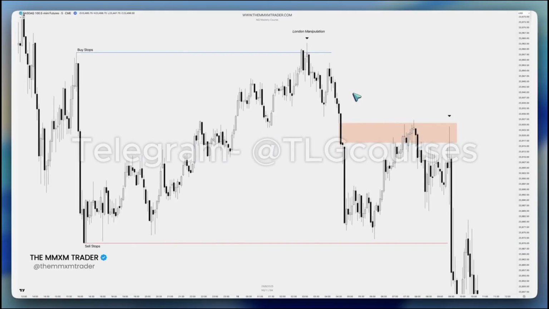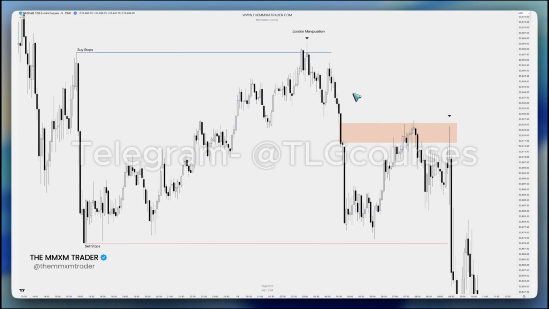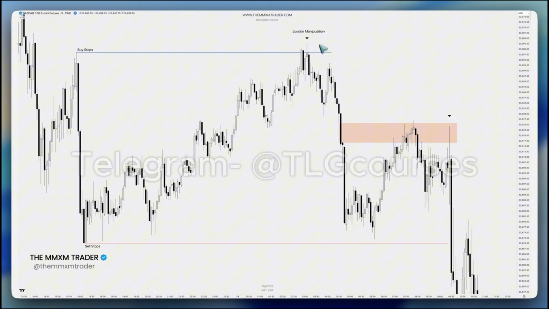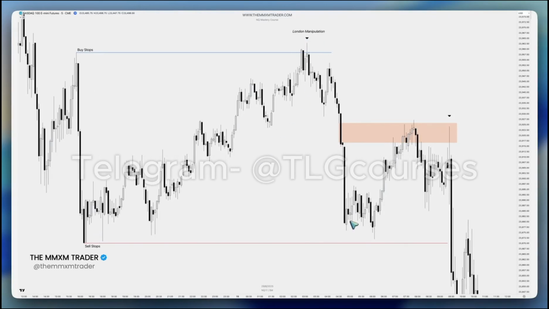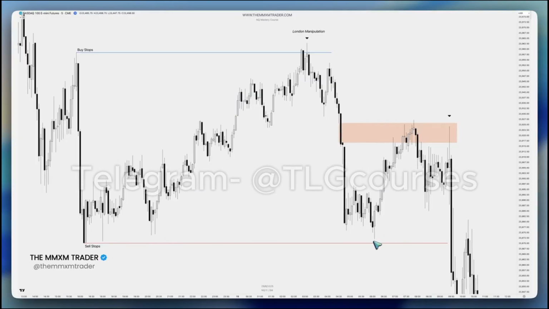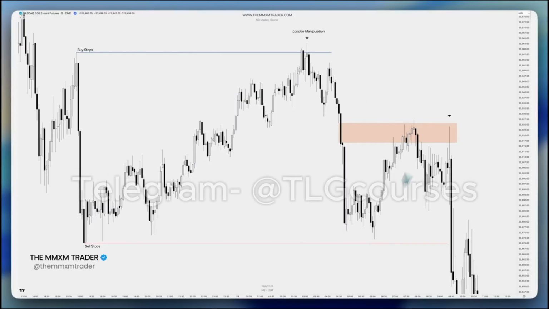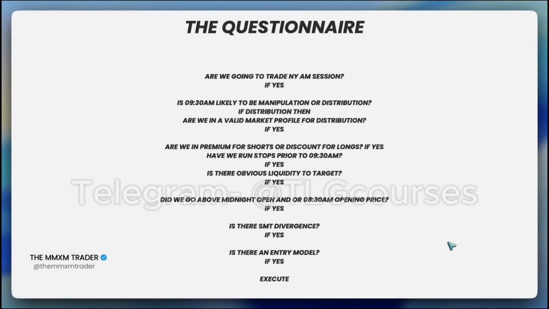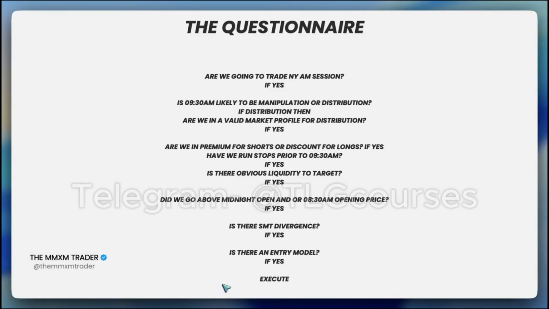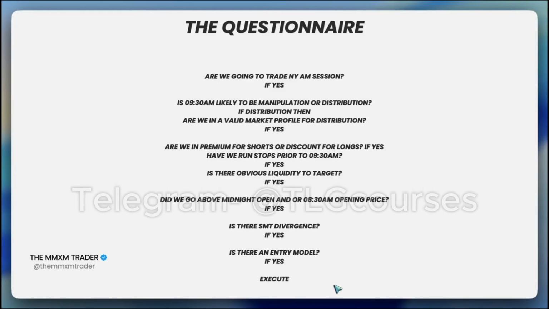Okay, here is an example of the London manipulation to 9:30 a.m. direct distribution. Range high, range low. London manipulates the range high, then gives an expansion swing. Range low and relative equal lows are still present at the time of New York, so there's an obvious draw on liquidity. The market trades up higher into premium from this high to this low, and then equity open is straight distribution, right? And this is the questionnaire that you use for the distribution, right?